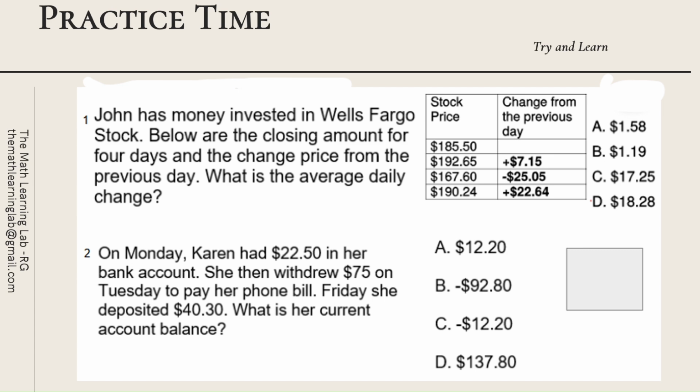A few more word problems. Let's try the second one. On Monday, Karen had $22.50 in her bank account. She then withdrew another $75 on Tuesday to pay her phone bill. On Friday, she deposited $40.30. What is her current account balance? You can write down the number sentence as $22.50 minus $75 plus $40.30. Use rational number or integer operations and let me know your answer.